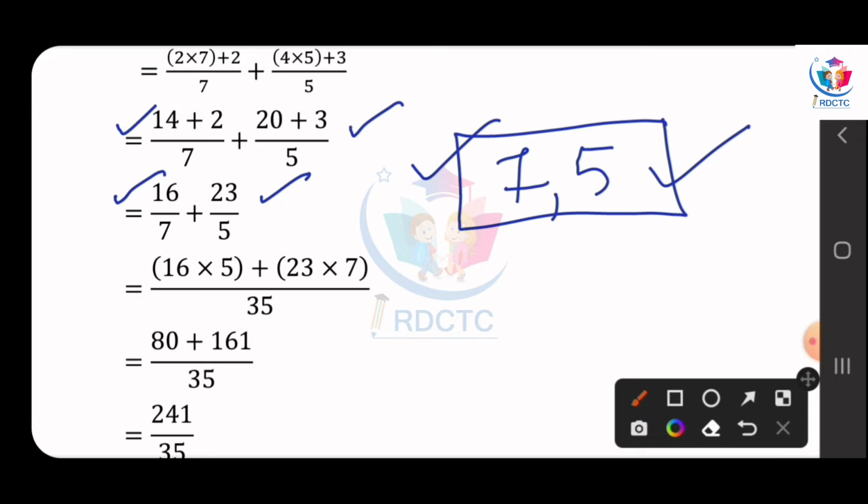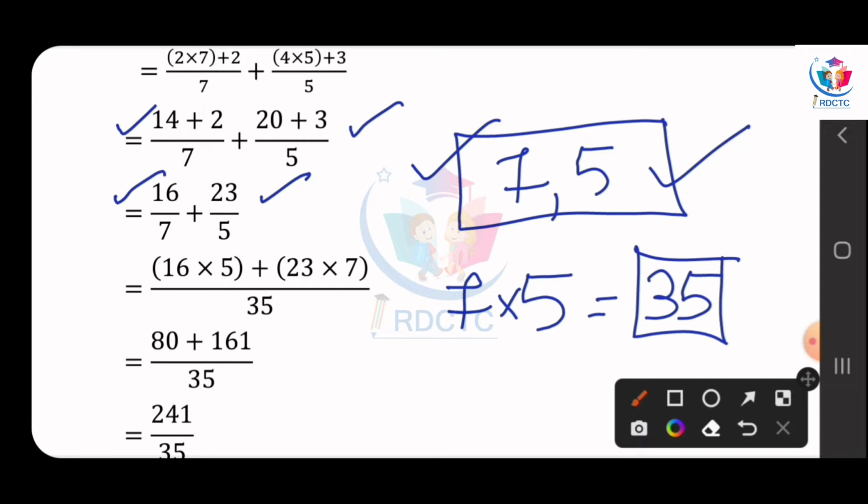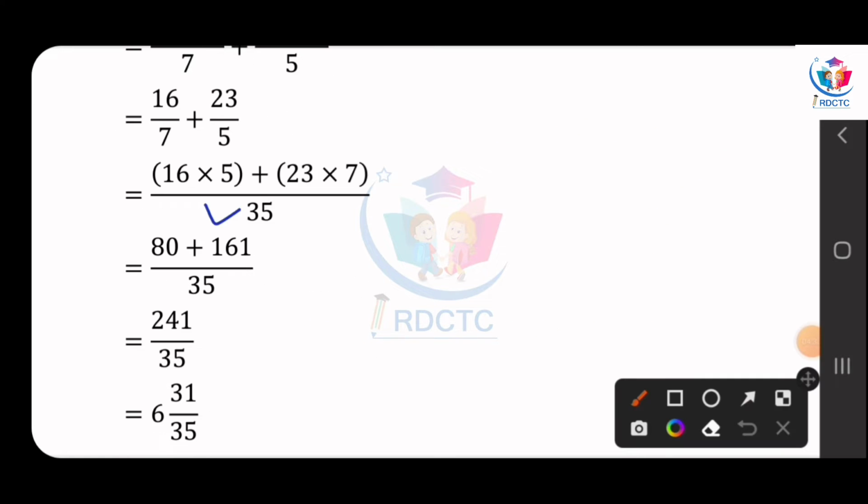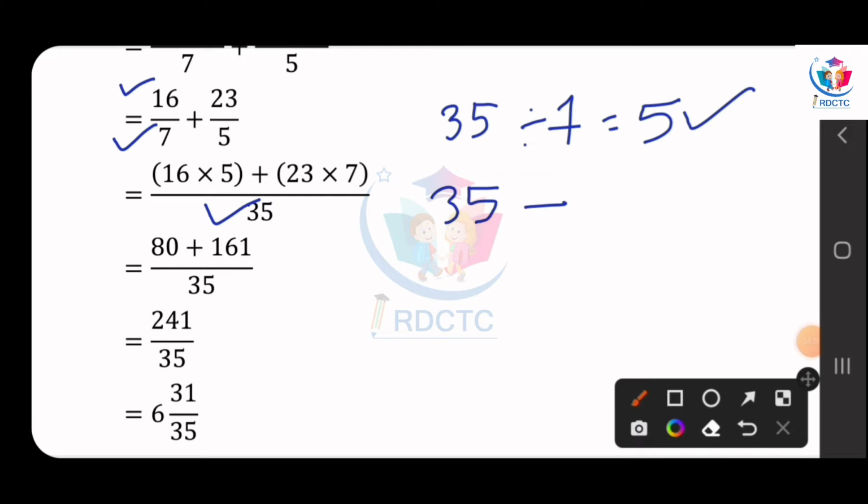When prime numbers are given, then simply we have to multiply them and the product is our LCM. Okay, here we write the LCM in the denominator part. Now what we have to do? We have to divide 35 by the given denominators. First I divide 35 by 7 and we got 5. Now I multiply the 5 with the given numerator, 16 into 5. Then I divide 35 by 5 and I get 7. Now I multiply 7 with 23.